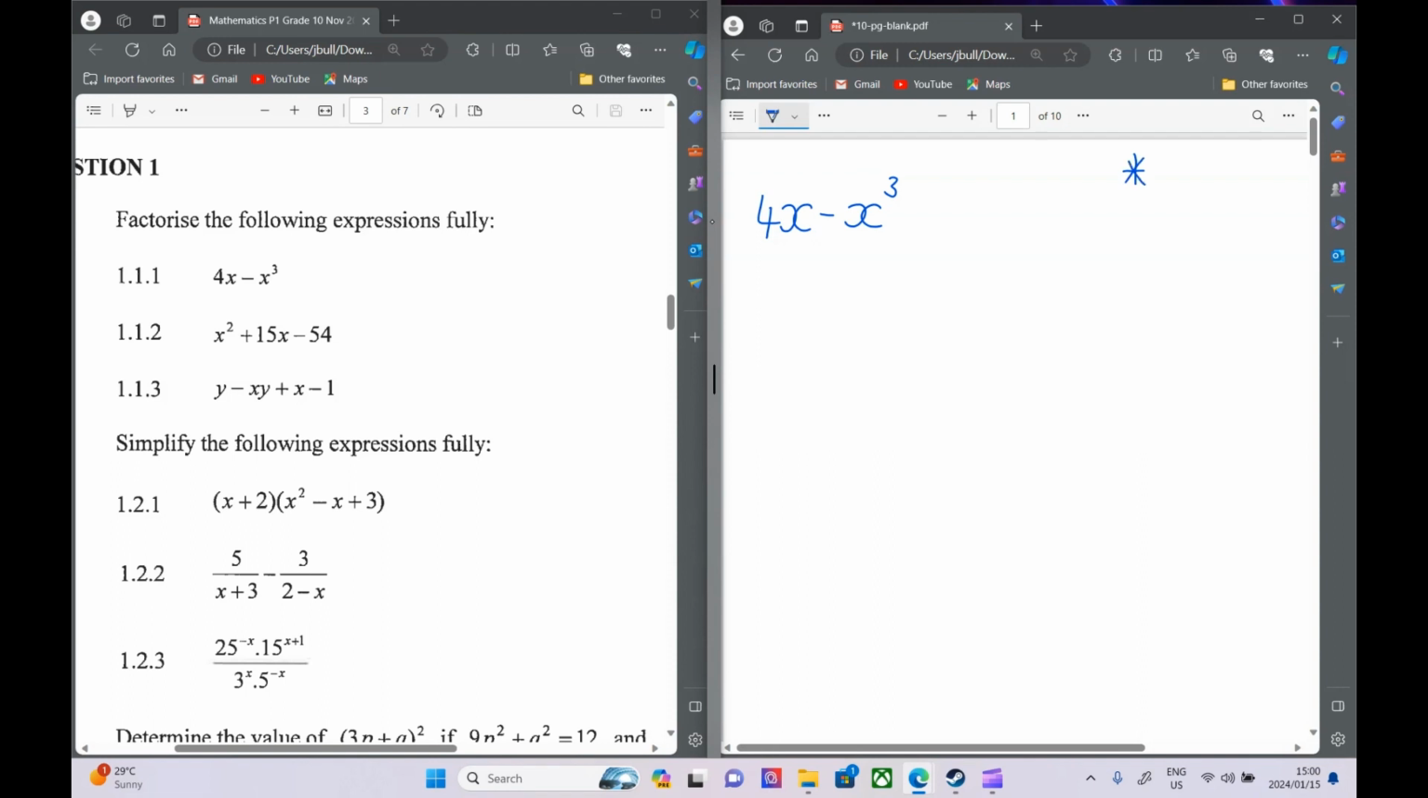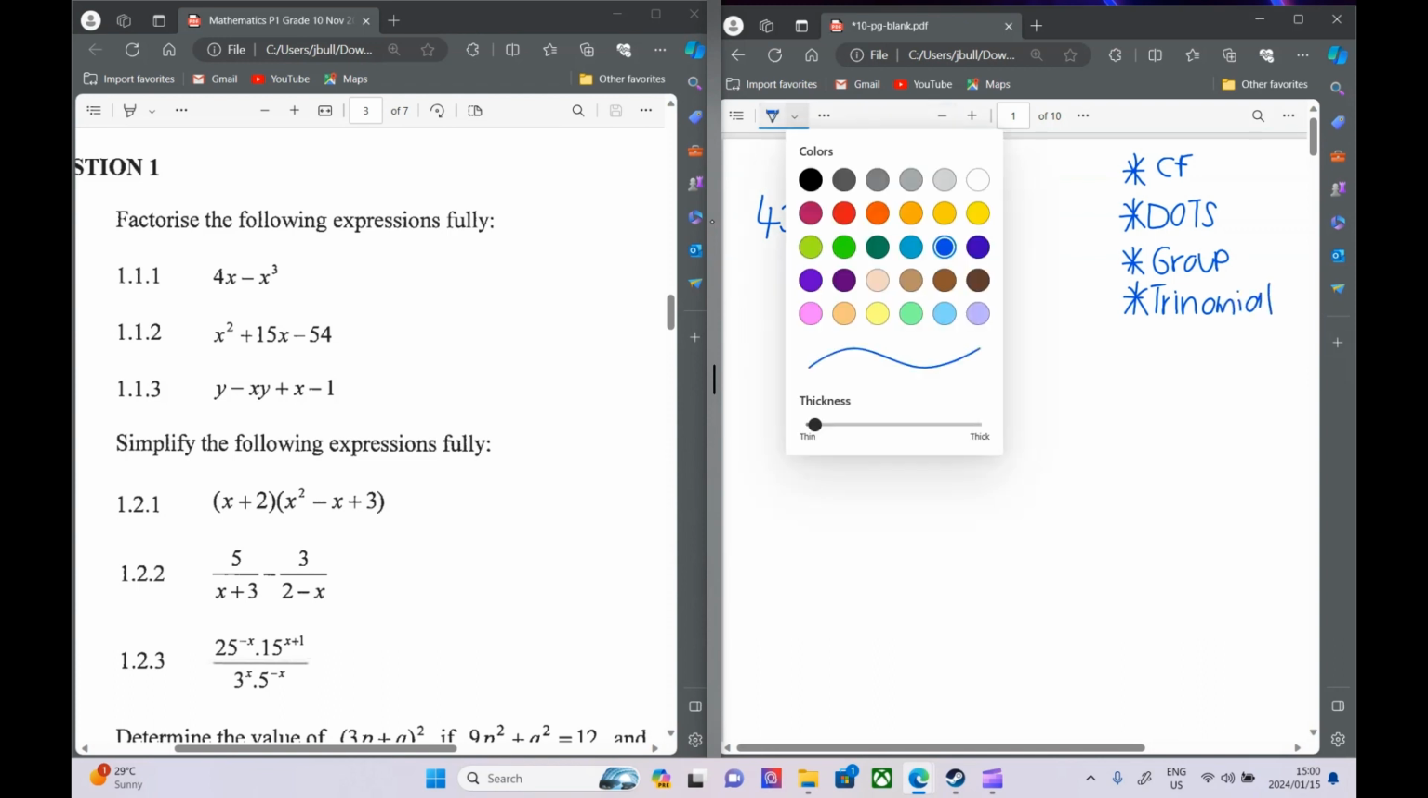Do we have a common factor? Do we have dots, so the difference of two squares? Do we have something that we can maybe group together? And is it a trinomial? Those are the things you need to be looking at every time they ask you to factorise, because they don't really tell you which method to use.